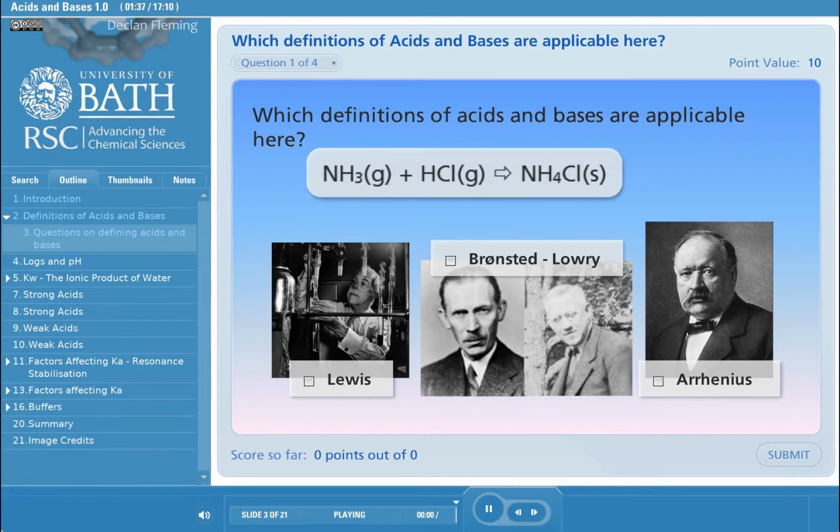How well did you listen to the last slide? Identify the types of definition which are appropriate, and next identify the conjugate pairs. Click Submit to move on to the next question.